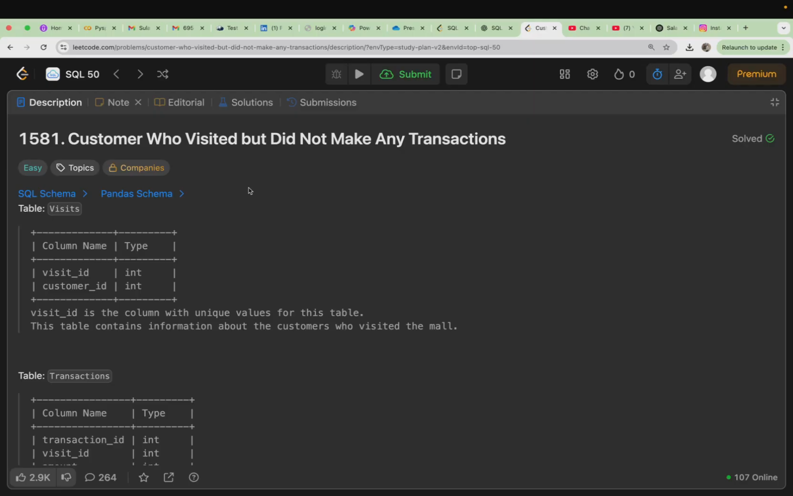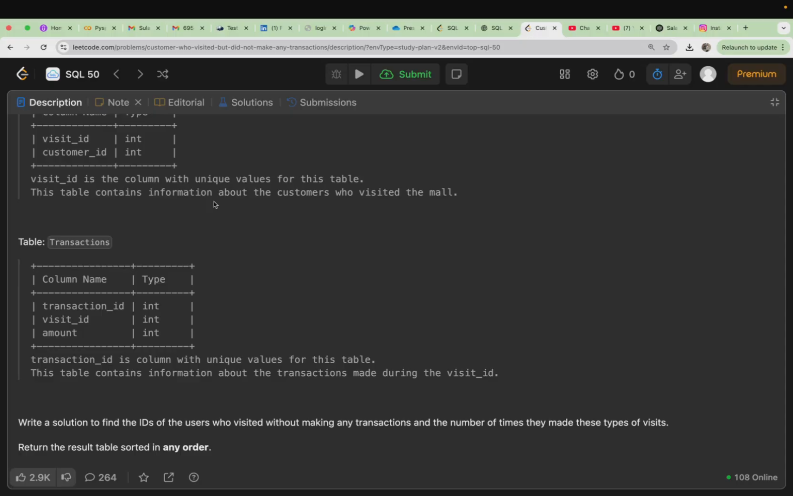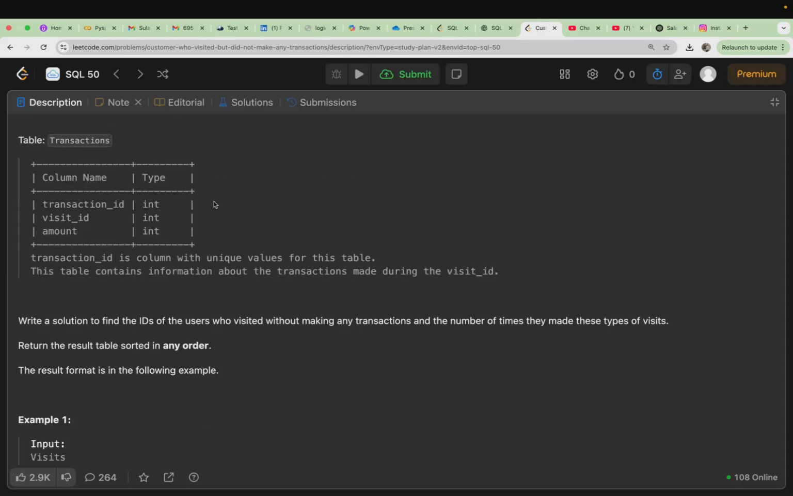So in this problem, we have two tables: table widgets, which includes two columns, widget ID and customer ID, and table transaction, which includes three columns, transaction ID, their corresponding widget ID, and amount. Now let's see what we need to find out. We need to write a query to find the IDs of the users who visited without making any transactions and the number of times they made these types of visits.